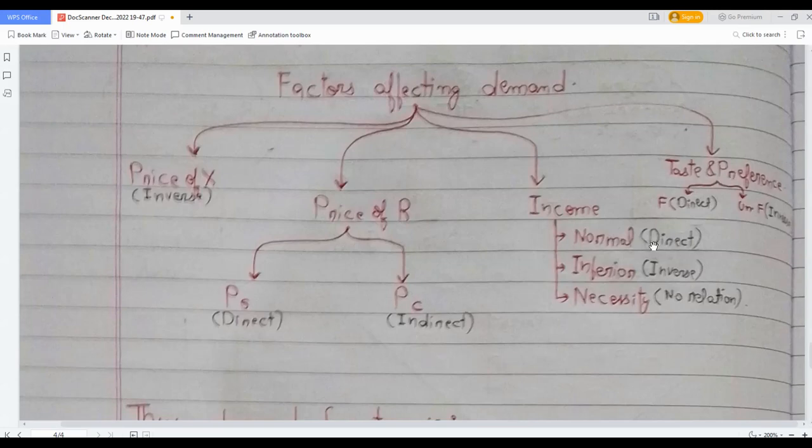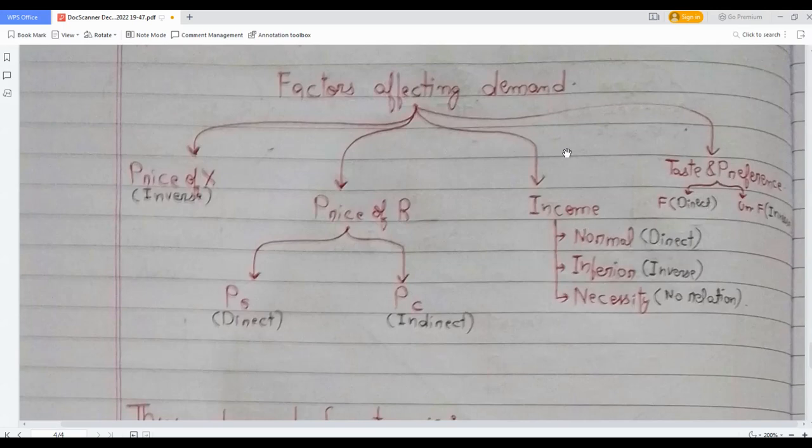In case of income, normal goods show a direct relationship. That is, when the income of the consumer increases, the demand for that good also increases. In case of inferior goods, there is an inverse relationship. That is, when the income of the consumer increases, the demand for this good decreases. In case of necessity goods, there is no relation at all. Consumers generally do not behave as per the law of demand. This is an exception to the law of demand. There are various more exceptions, which we will discuss later in this chapter.